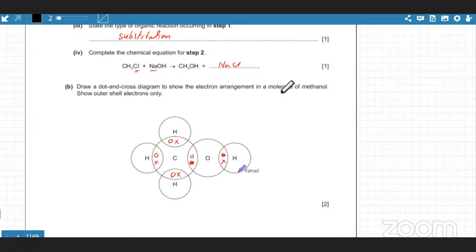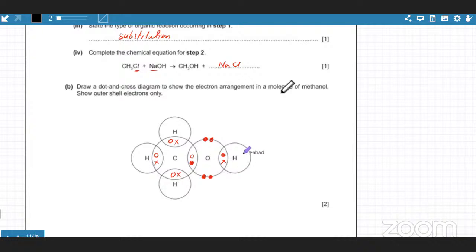So this is all the sharing that's done. Now oxygen has 6 electrons. It only shares 2. Remember, group 6 needs 2 electrons. So group 6 atoms share 2 electrons. But out of 6 electrons, 2 are shared. That means 4 electrons are left, which are known as lone pairs.